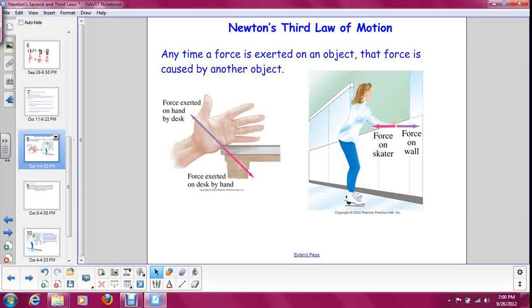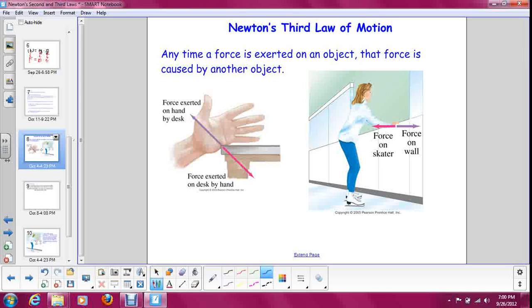Anytime a force is exerted on an object, that force is caused by another object. So if a hand pushes on a desk, that desk ends up pushing back on the hand. That's why if you hit the table, you feel it in your hand. It's not that you're slapping the table, it's that the table is slapping you. Anytime you exert a force on an object, that object exerts a force back on you.